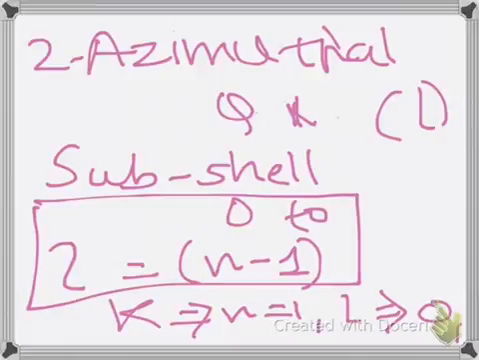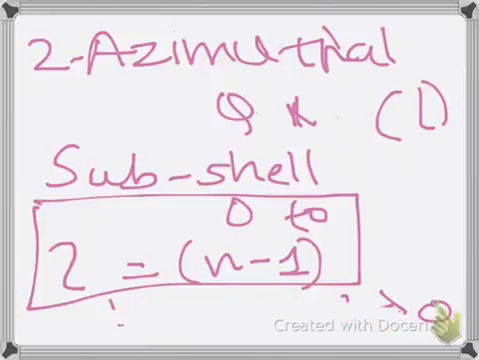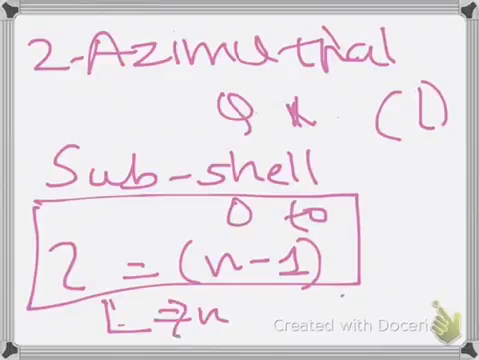So for the principal quantum number K, n equals 1, so L will be 0 to 0. Now consider L, where n equals 2. So L is equal to 0 and n minus 1, which is equal to 1, and so on. This defines the subshell to which an electron belongs.